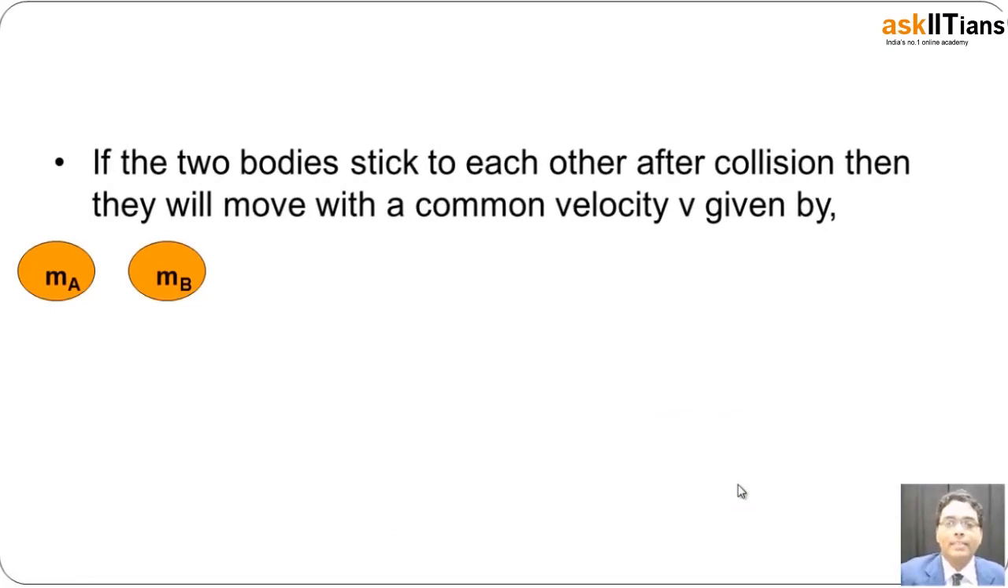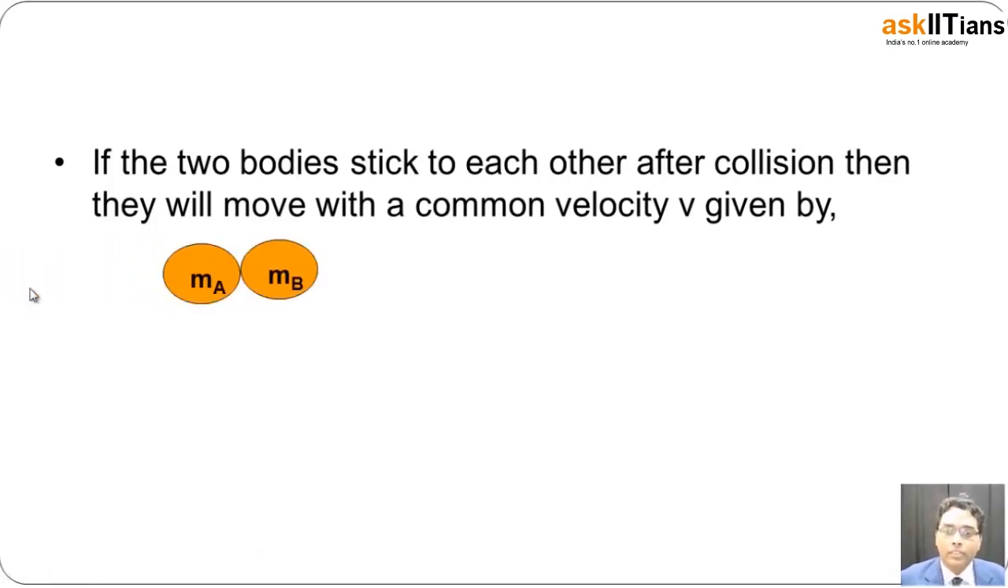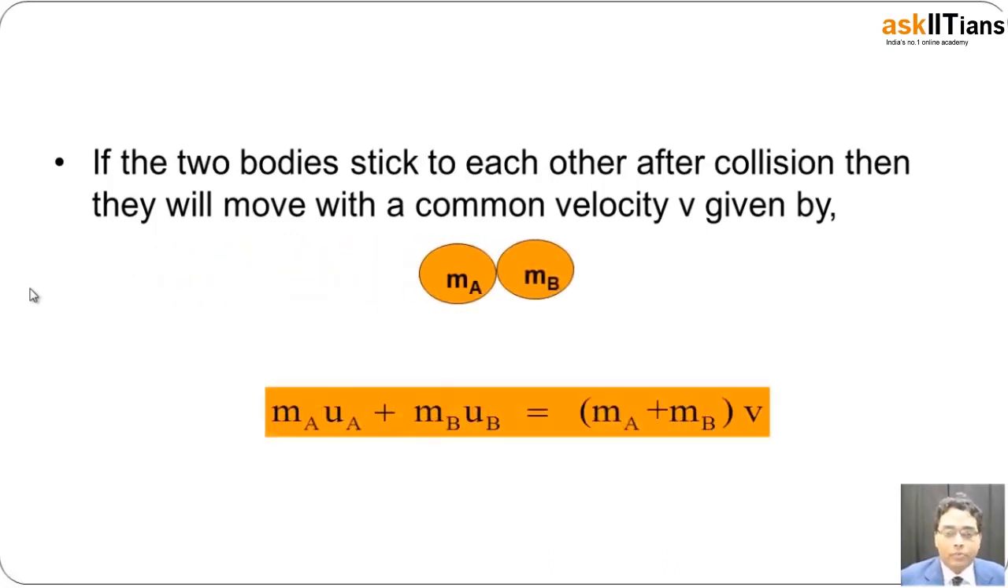Taking it further, if after the collision the two bodies stick together, they move together with one uniform velocity v, let's say. So this is the uniform velocity v that they are moving with.